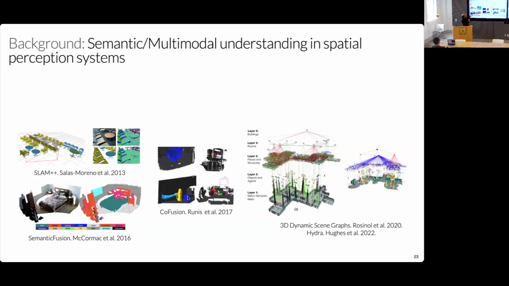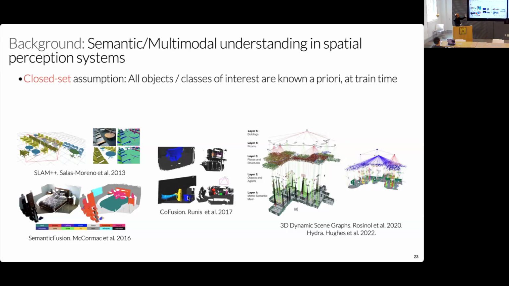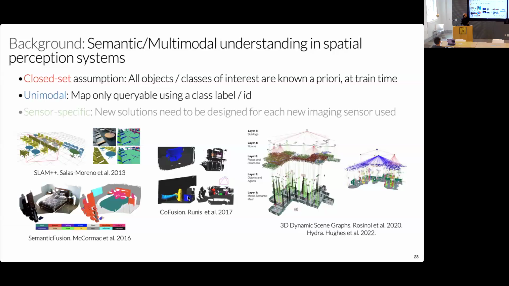There are some common patterns across all of these approaches. The first assumption is that it's all a closed set. All of the categories that are interesting to you are known a priori at training time. Here, as you can see, there are probably 14 different classes or 30 different classes, and then everything else is plugged into an unknown class that you don't care about. They also tend to be unimodal. To query these, you have to take the semantic vector of chair and then figure out which pixels have a higher prediction for chair compared to anything else. And these also tend to be sensor specific.